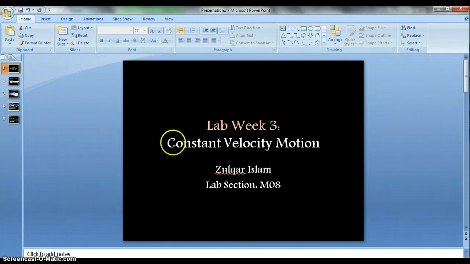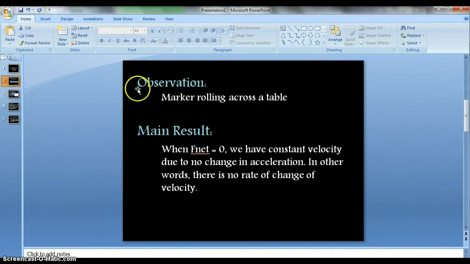So this is my lab for this week. It's on constant velocity motion. My name is Zukar Islam and I'm in lab section M08. I'll start off by talking about my observation.